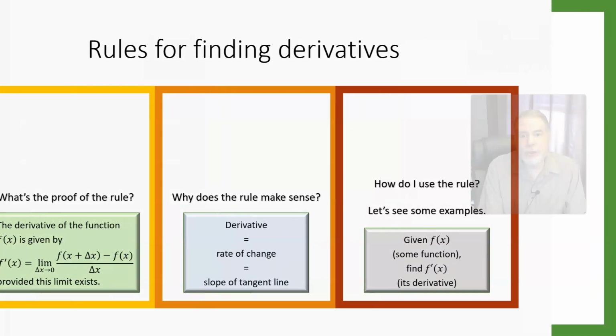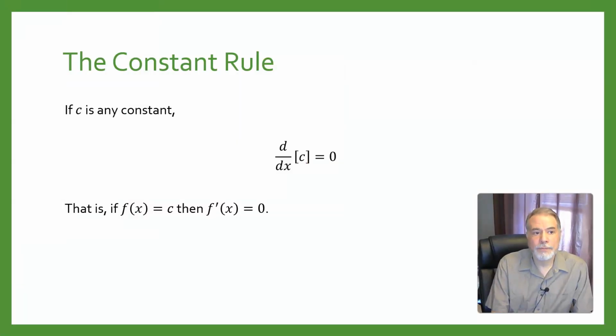So here we go. First rule, the constant rule. The derivative of a constant is 0. So here c stands for any constant, any particular number. Not a variable, just a specific number. So this says that the derivative with respect to x of c is 0. Another way to put it is if f of x is c, so no matter what x is, you always get the same number c out of that function, then f prime of x equals 0.